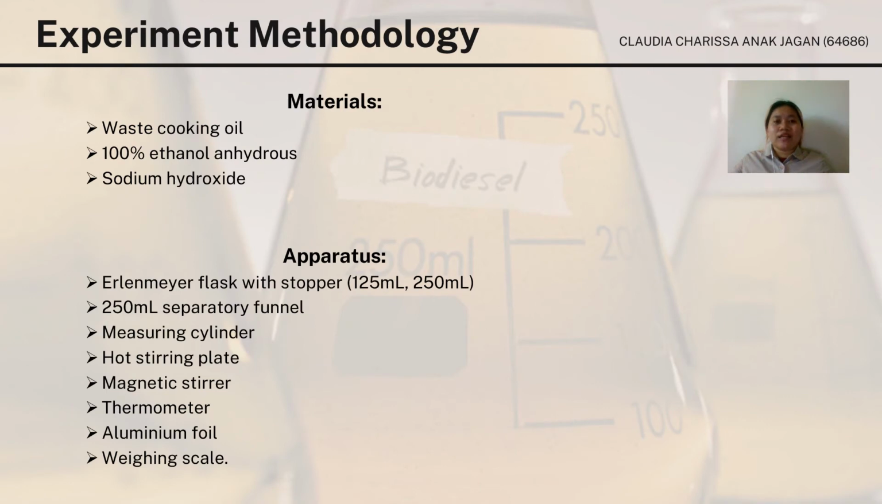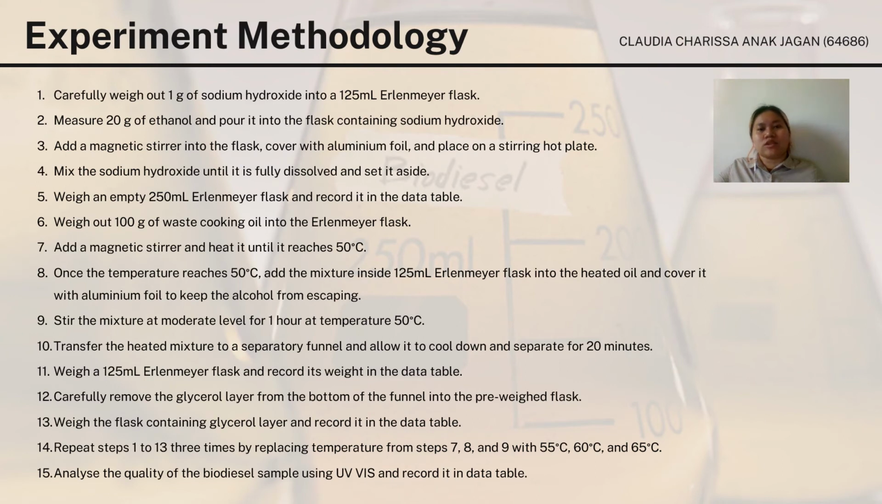Hi, my name is Claudia Carissa and I'll be presenting the methodology part for our open-ended lab. For the materials in our laboratory, we'll be using waste cooking oil, 100% ethanol anhydrous, and sodium hydroxide. The apparatus are an Erlenmeyer flask with stopper, separatory funnel, measuring cylinder, hot stirring plate, magnetic stirrer, thermometer, aluminum foil, and weighing scale. Next is the draft methodology for the laboratory. There are 15 steps in total.